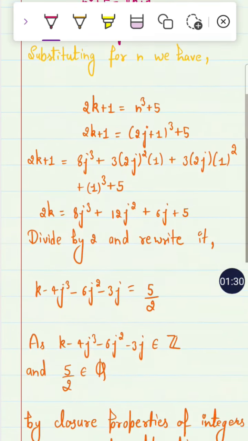Right. Now, k minus 4j cube minus 6j square minus 3j is in Z. What we have assumed is that these are integer numbers, all of these are integers. So the subtraction of these integer numbers is also an integer, but this is a rational number, right? But this is a rational number.